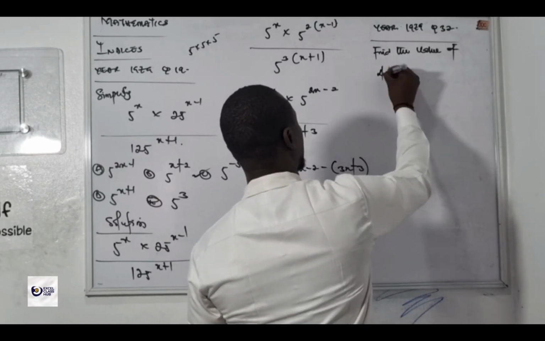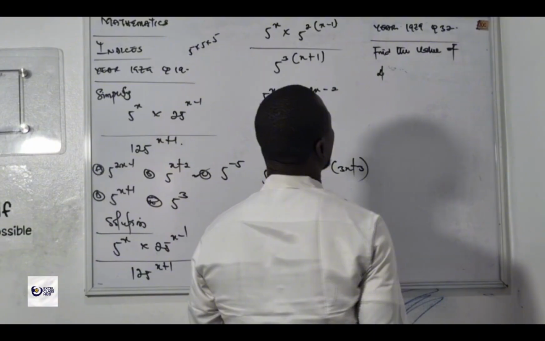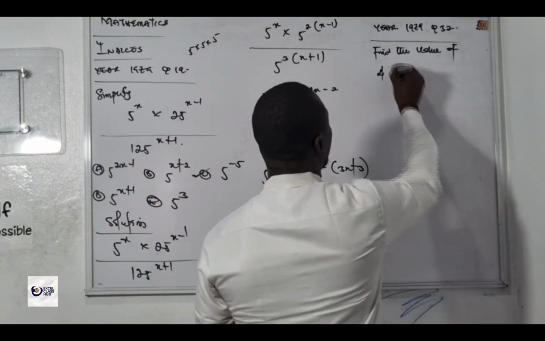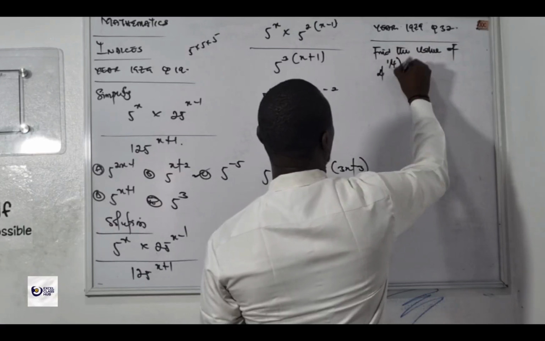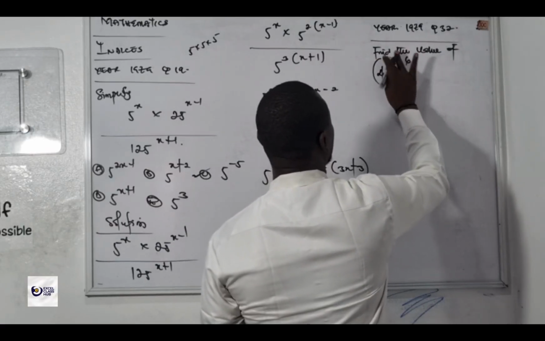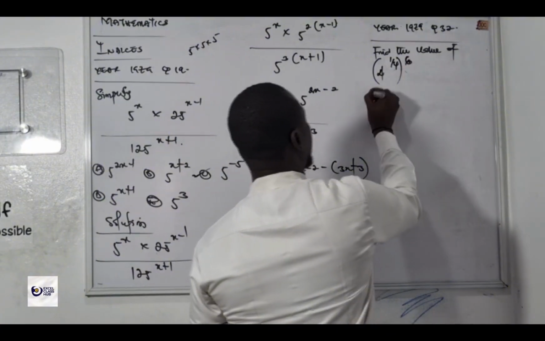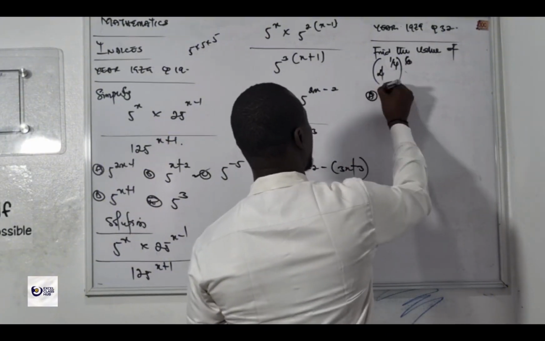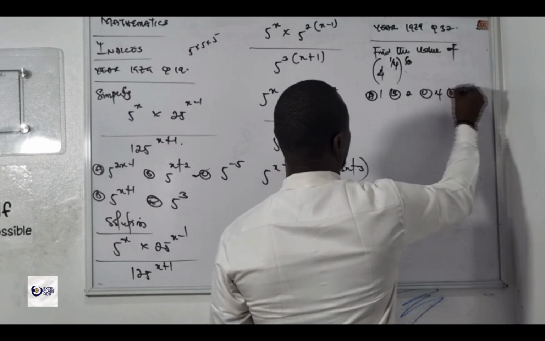In brackets, 4 raised to power 1 over 4, close brackets, raised to power 6. Okay, 6 outside, yes. Thank you. This should be 1 over 4. Okay, this is 6. Option A, 1. B, 2. C, 4. D, 6. Is there E?